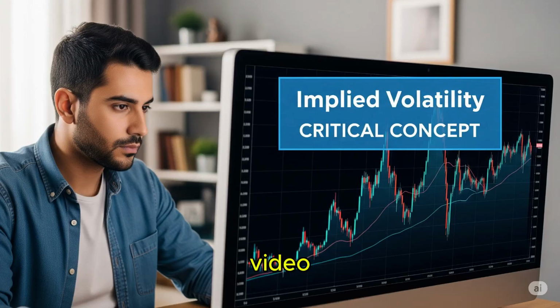In our next video, we'll dive into the role of volatility in options trading and discuss why implied volatility is such a critical concept for every trader to understand.